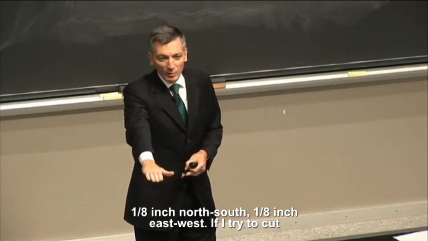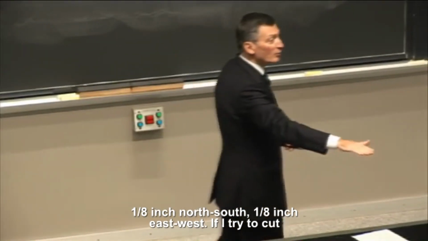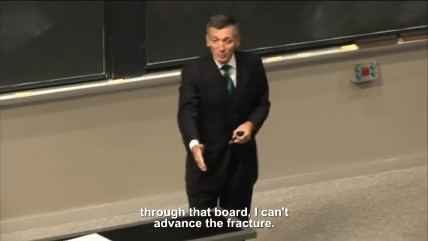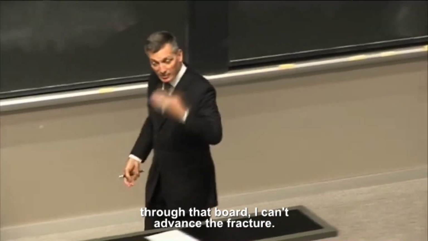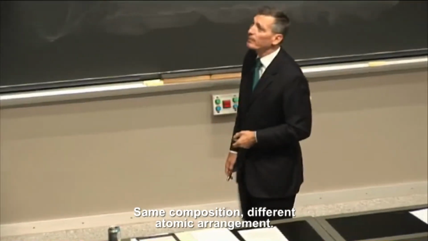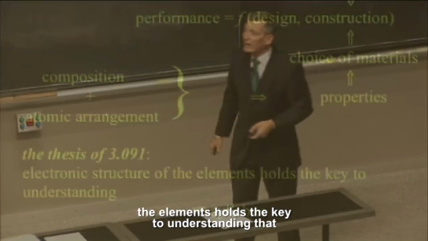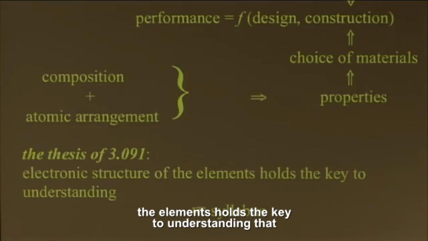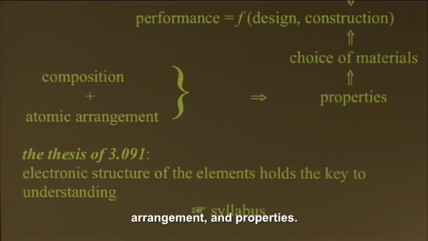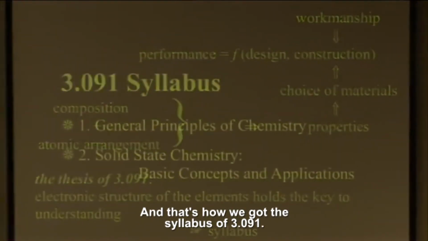1/8 inch north-south, 1/8 inch east-west, 1/8 inch north-south, 1/8 inch east-west. If I try to cut through that board, I can't advance the fracture. Same composition, different atomic arrangement. So the thesis of 3091 is that the electronic structure of the elements holds the key to understanding that relationship between composition, atomic arrangement, and properties. And once you have properties, that's how you make your selection. And away we go. And that's how we got the syllabus of 3091.